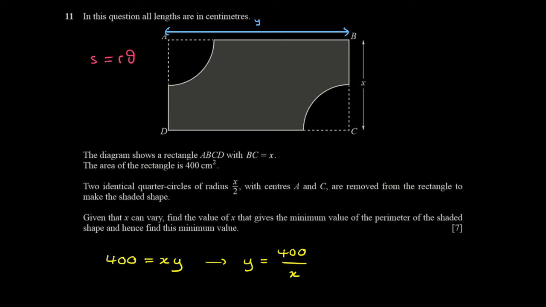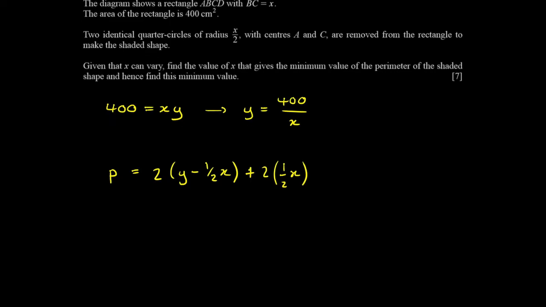Now, what is the radius here? The radius is a half x. And what's the angle? The angle is pi by 2 radians. I need to remember it's pi by 2 radians. So I have got two lots of, beg your pardon, to change it back to yellow, plus 2 lots of r, which is a half x, times theta, which is pi by 2.